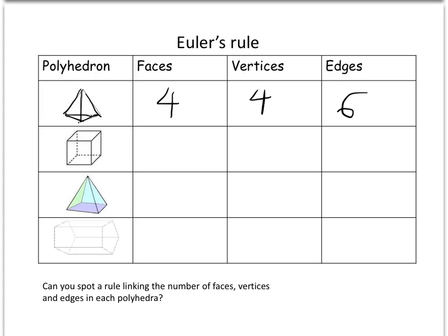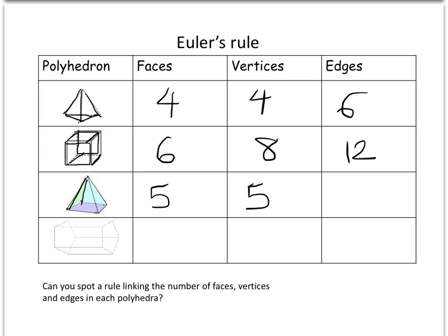Second one, we've got the cube shape there, so that has 6 faces. Vertices, we've got 1, 2, 3, 4 on the top and 4 on the bottom, so 8 vertices. And then we have our edges, so 1, 2, 3, 4, 5, 6, 7, 8, 9, 10, 11, 12 edges. In our third shape, we've got 5 faces, so 4 triangular sides and then a square at the bottom. In terms of vertices, we've got 1 at the top and 4 on the bottom, so we've got 5 vertices. And edges, we've got 1, 2, 3, 4, 5, 6, 7, 8.